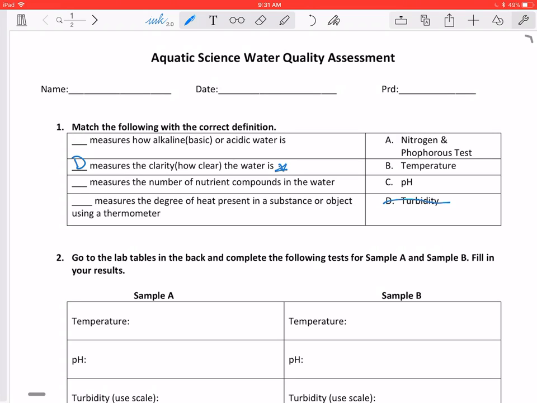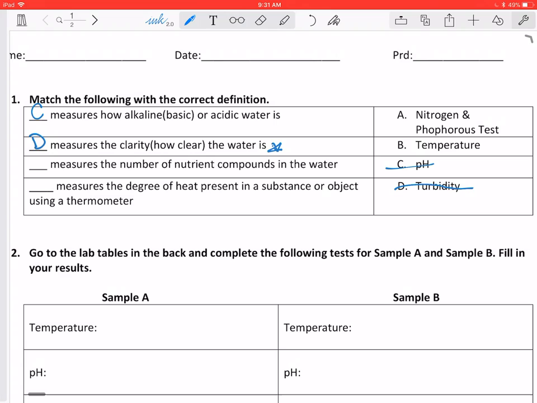So we can cross that off. Measures how alkaline or basic or acidic the water is, that is C, or pH. And then we have, let's see, measures the number of nutrient compounds in the water. I might not be so sure about that one, but then when I look at the last one here, measures the degree of heat present in the subject or object using a thermometer. That is temperature, which leaves A to B nitrogen and the phosphorus test. So C, D, A, B for this one here.